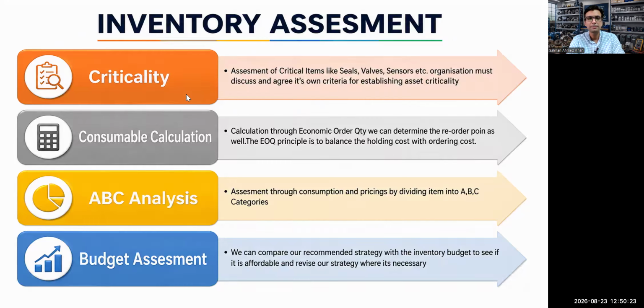So to define these terms, criticality means assessment of critical items like seals, valves, sensors. The organization must discuss and agree on its own criteria for establishing asset criticality, like motors, valves, cylinders. The consumption-based calculation can be done through the economic order quantity, where we can determine the reorder point as well if we have a constant consumption. This economic order quantity is used to balance the holding cost with the ordering cost. After that, we can use the Pareto analysis, the 80-20 rule. And then we can compare our recommended strategy with the inventory budget to see if it is affordable, and we can revise it based upon the scenarios.